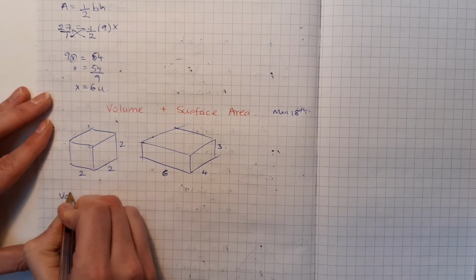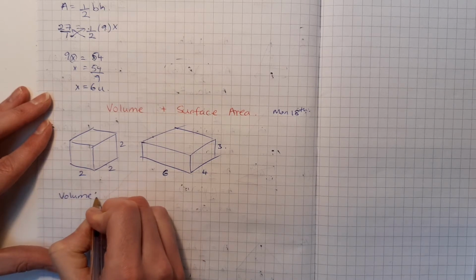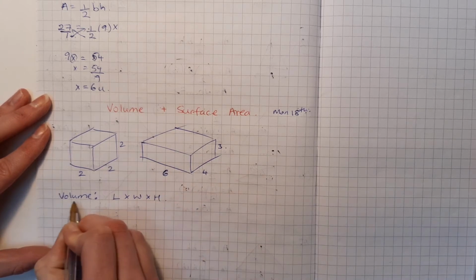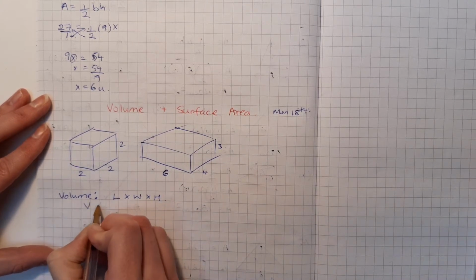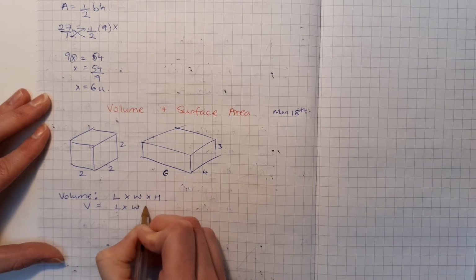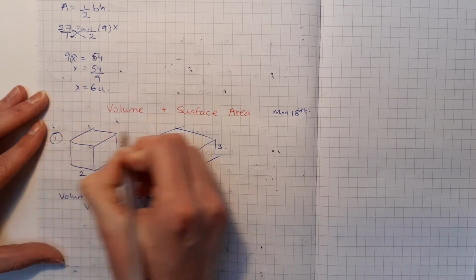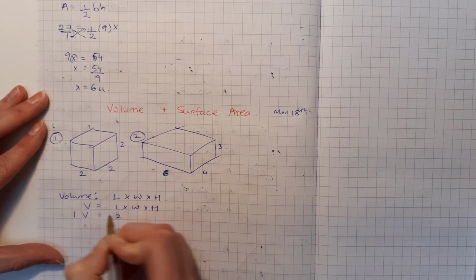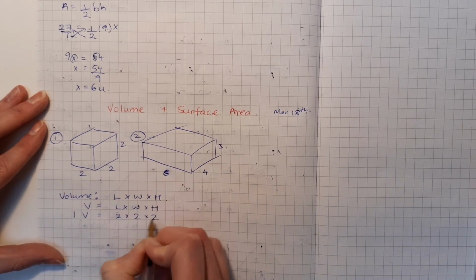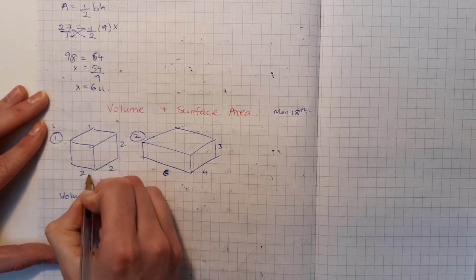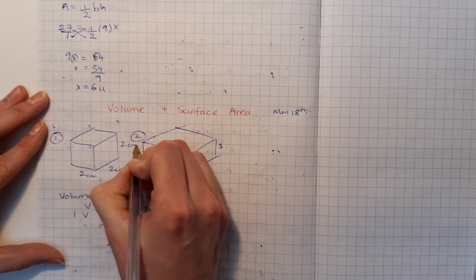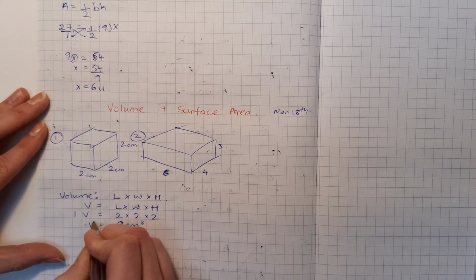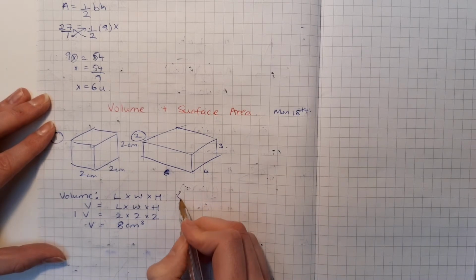I'm going to look at the volume of this. The volume formula never changes. It's the length by the width by the height. To abbreviate volume, you can just write V is equal to length by width by height. So the volume of the first object is 2 by 2 by 2, which is 8, and the unit is centimeters. Because there are 3 dimensions, it's cubed. So the volume of the first object is 8 centimeters cubed.